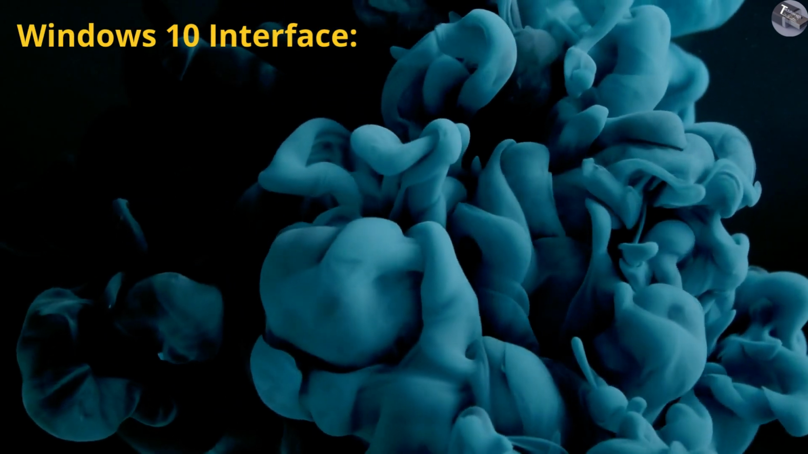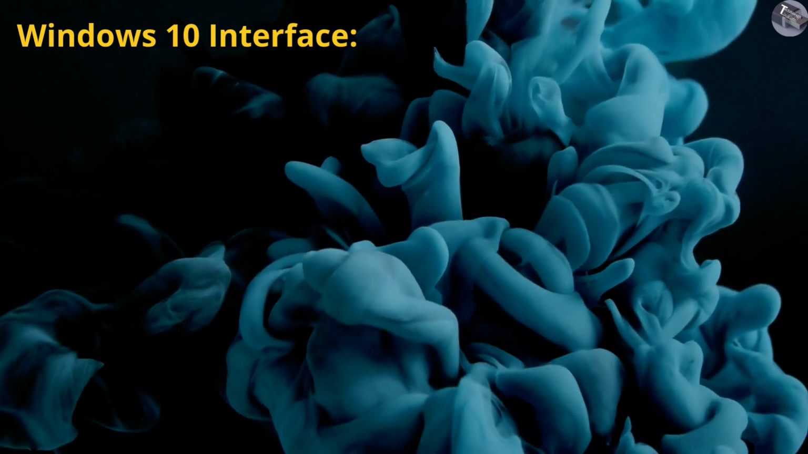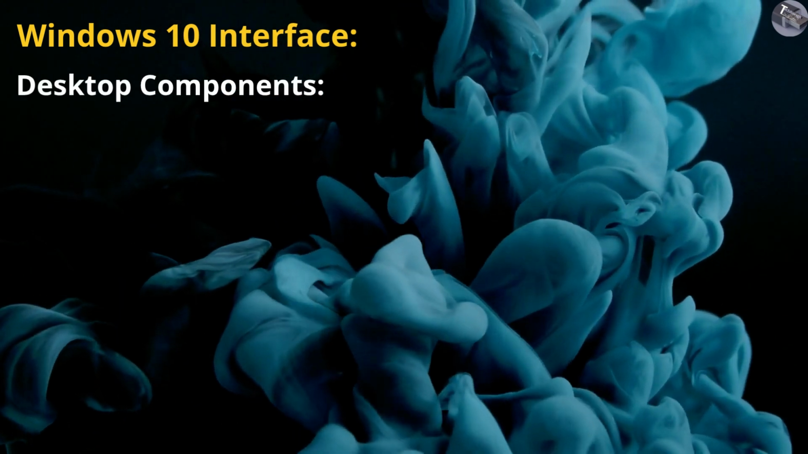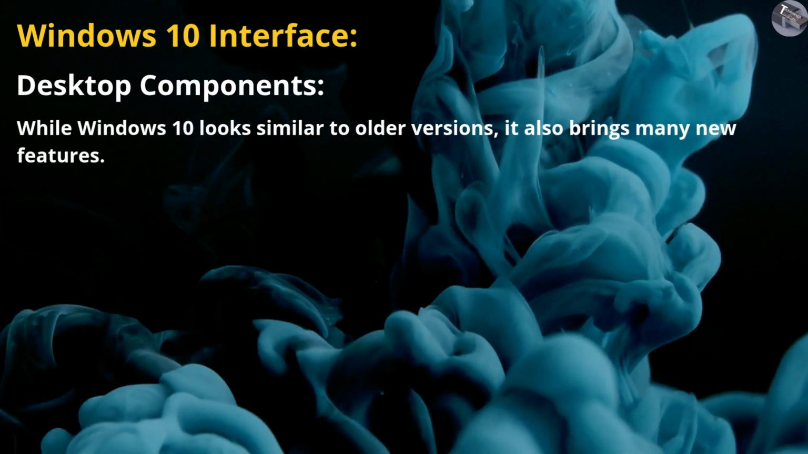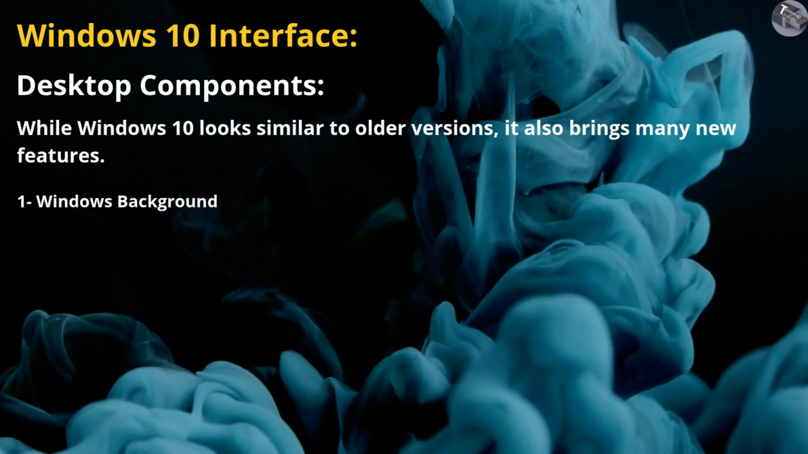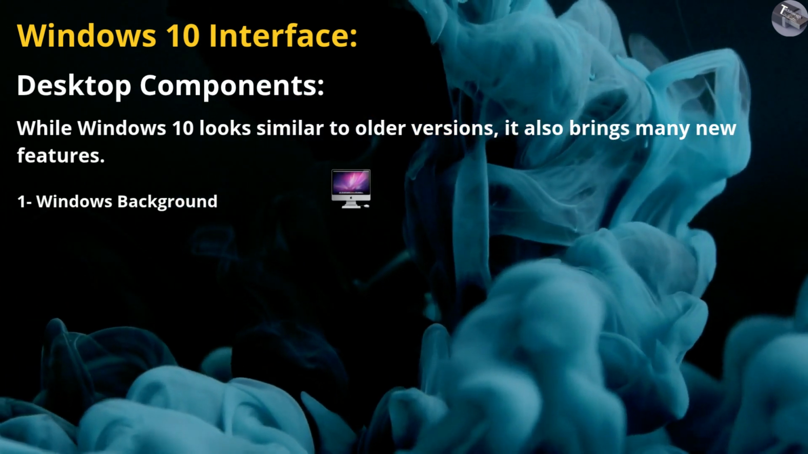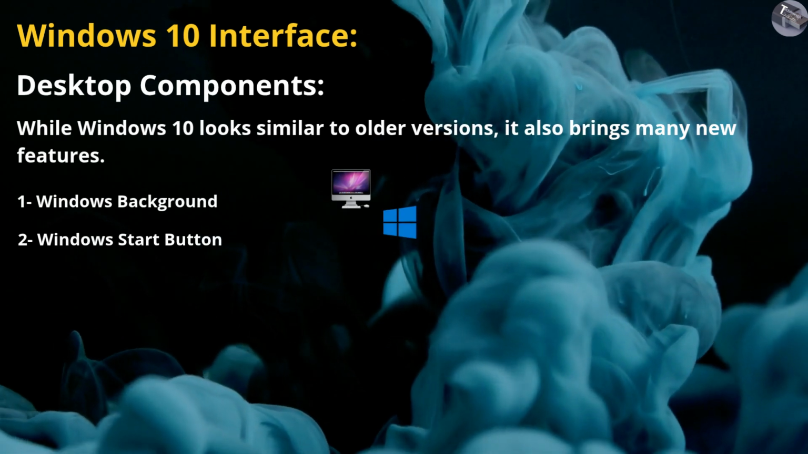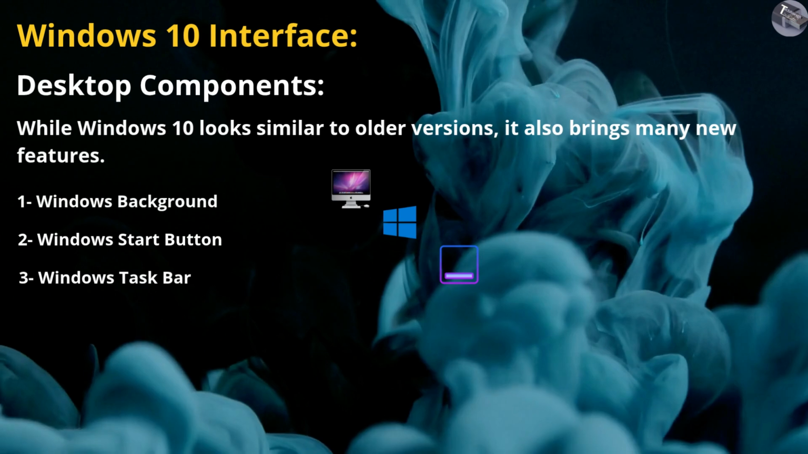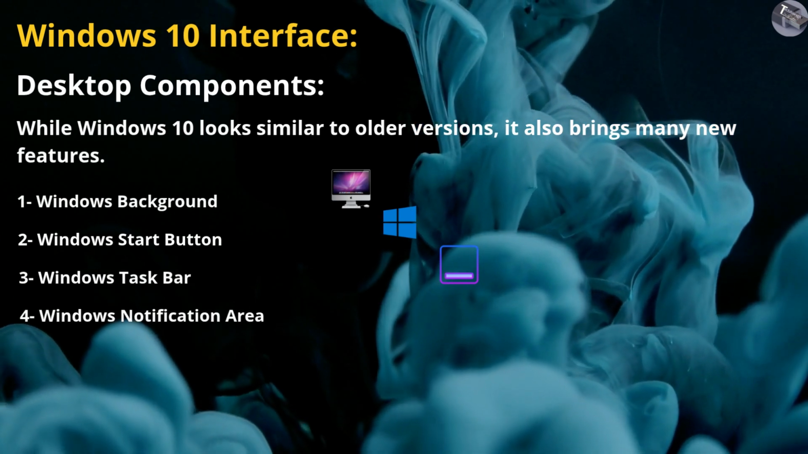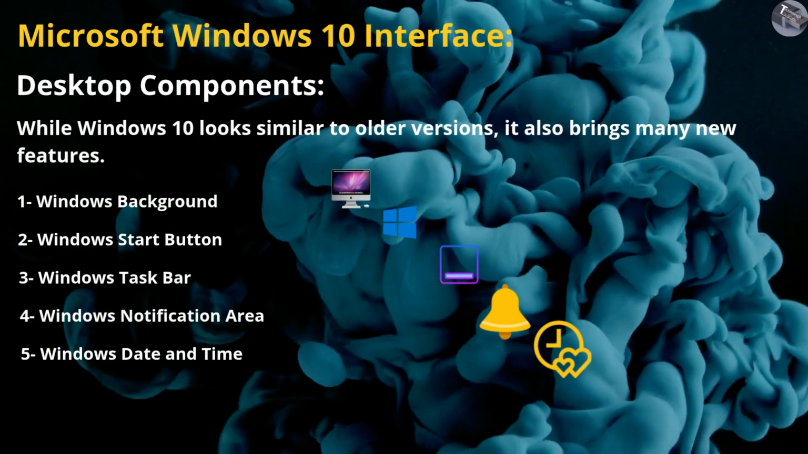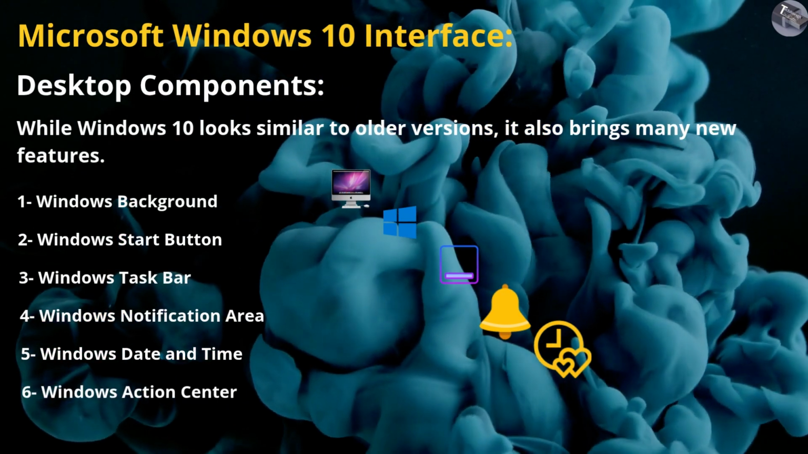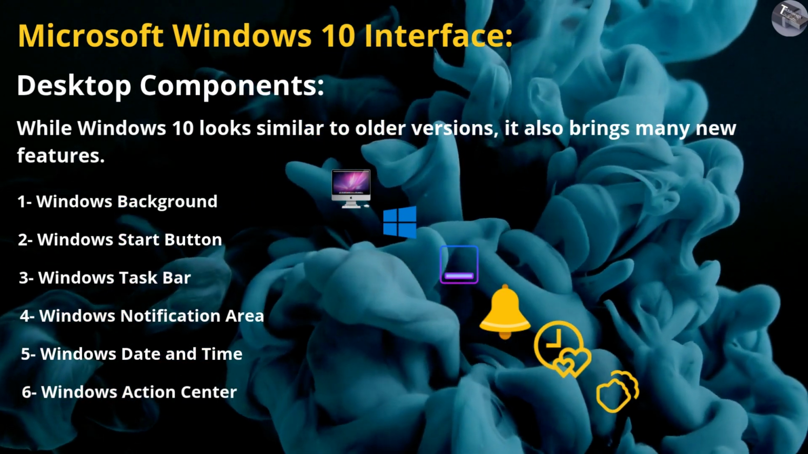Windows 10 interface. Desktop components. While Windows 10 looks similar to older versions, it also brings many new features. Number 1. Windows background. Number 2. Windows Start button. Number 3. Windows Taskbar. Number 4. Windows notification area. Number 5. Windows date and time. And number 6. Windows Action Center.